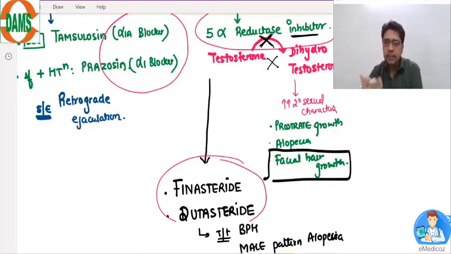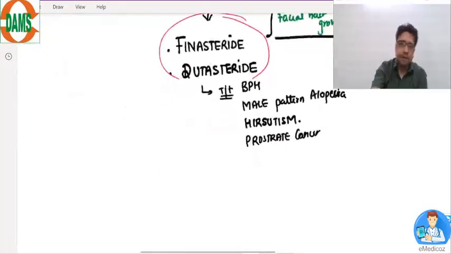In females, if there is an increase in testosterone level, there are certain areas in females also where testosterone is produced, like ovaries, adrenal, etc. So females may have a high level of testosterone, which can lead to hirsutism, which is unacceptable in females. Okay. Now let's move ahead.